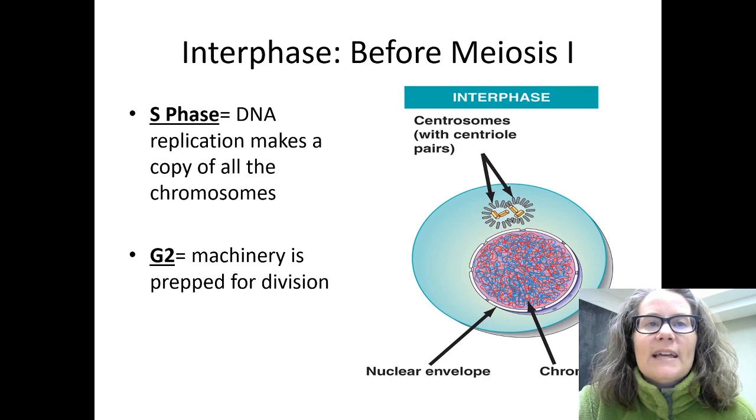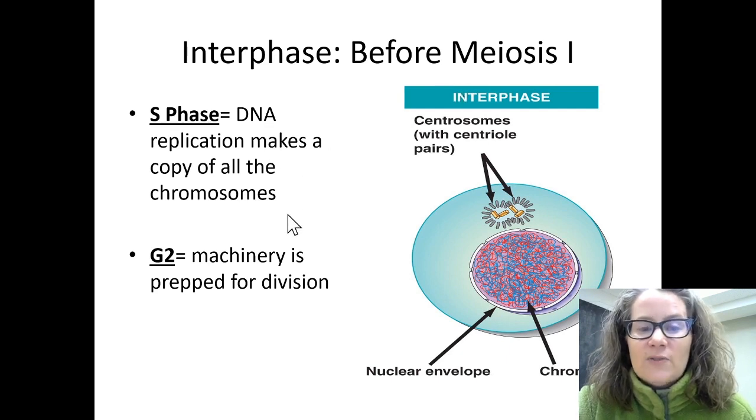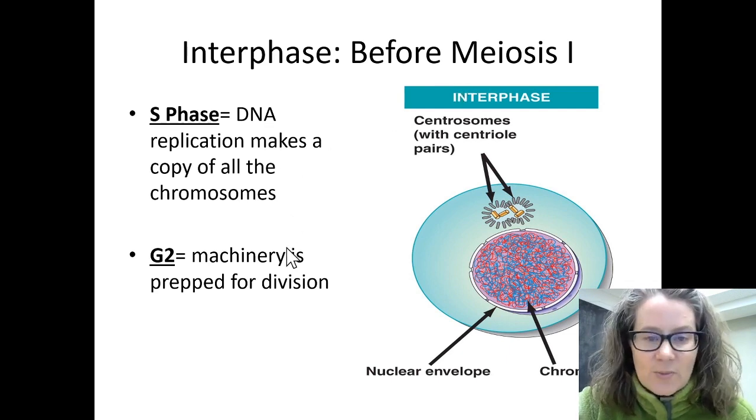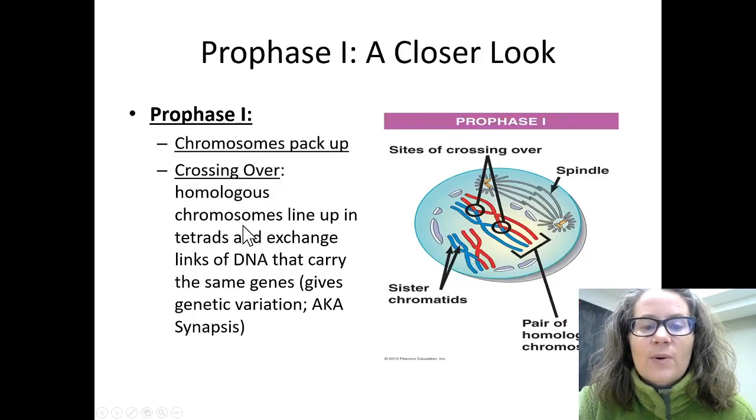All right, so in meiosis, we have 2 rounds. So we're going to say that meiosis 1 is round 1, meiosis 2 is round 2. So up here on my screen, I have meiosis 1. Before meiosis 1, we have 2 phases that work identically to mitosis, S phase. DNA replication occurs, we copy our chromosomes. And in G2, all of the machinery is prepped for division. Now, we can start meiosis 1.